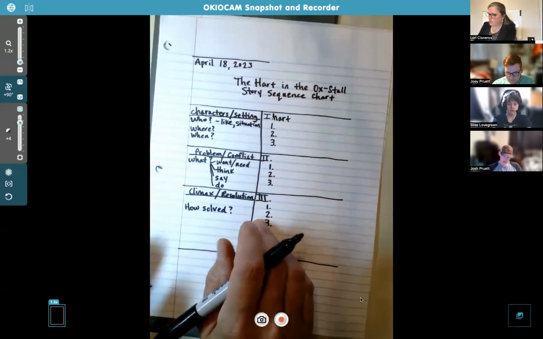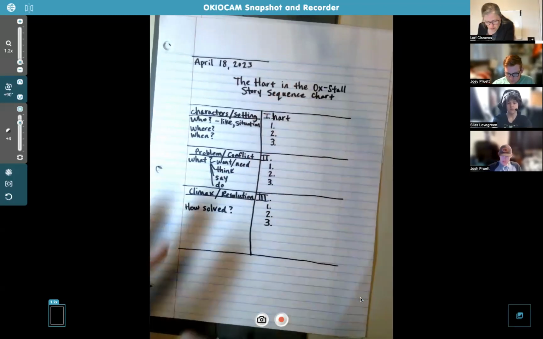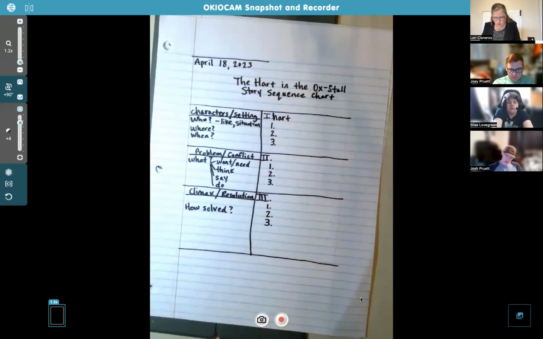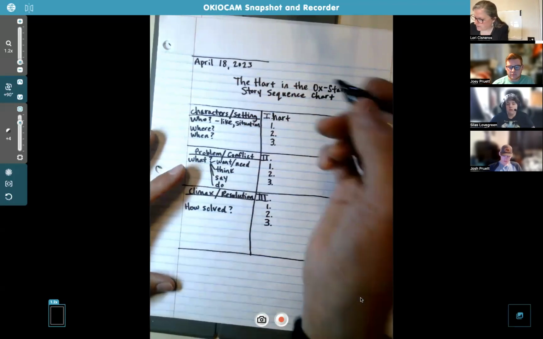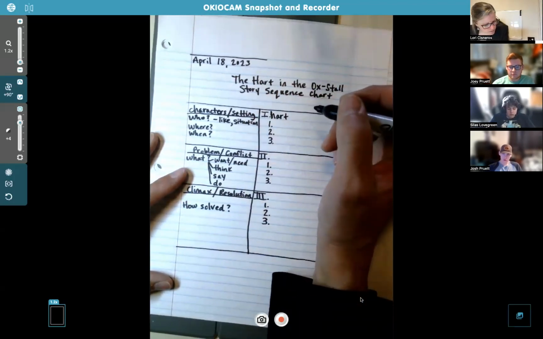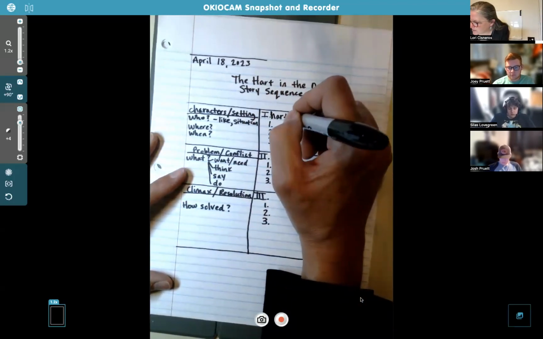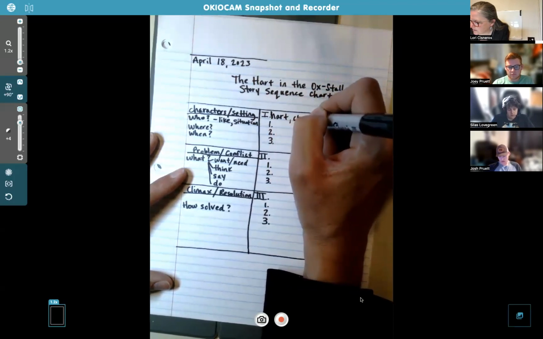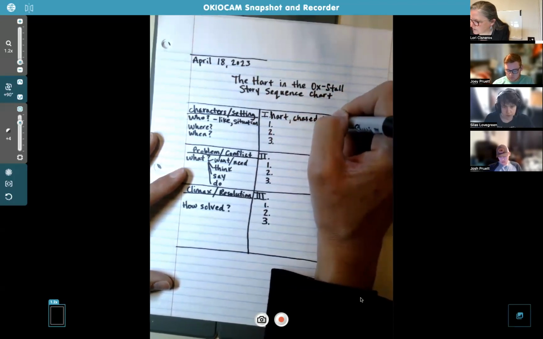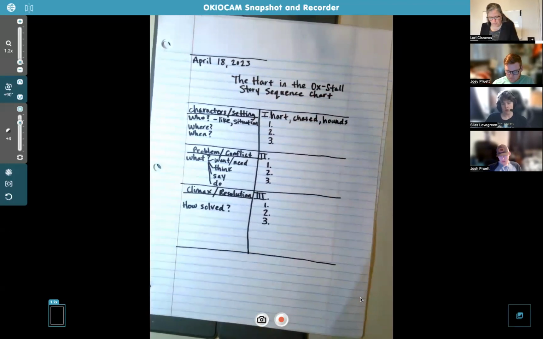Main character, and what's happening? What is he doing at the beginning of the story? Running from hounds. Running from hounds, which are dogs, right? So I'm going to put chased, because he's being chased by hounds.